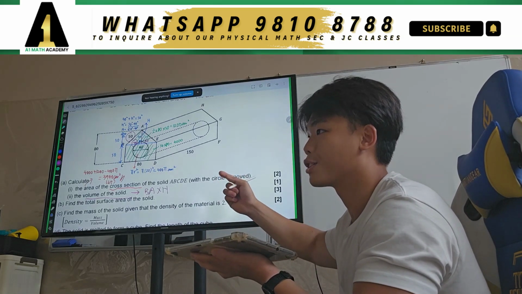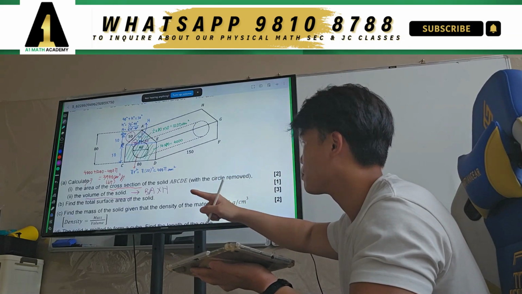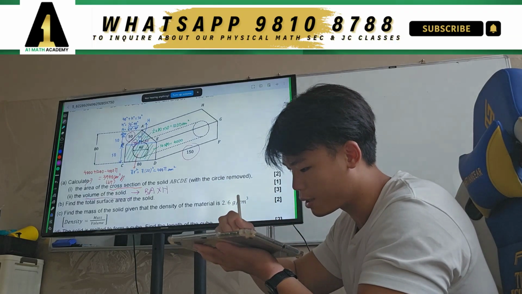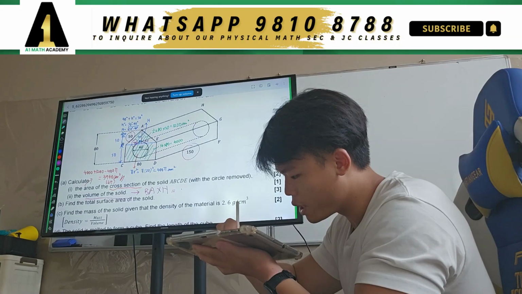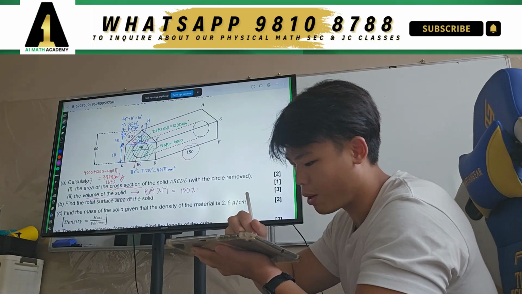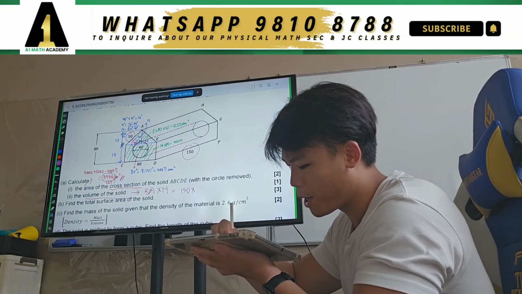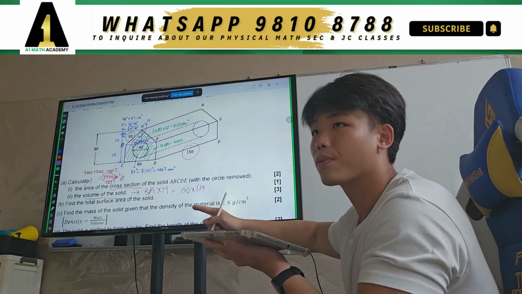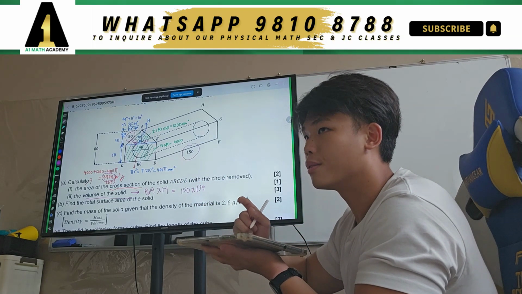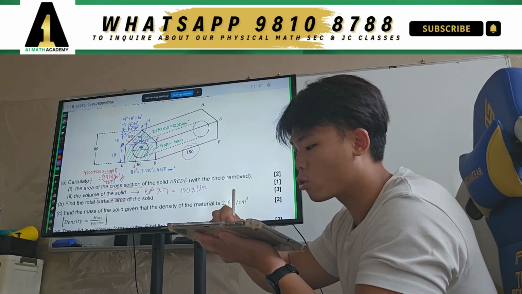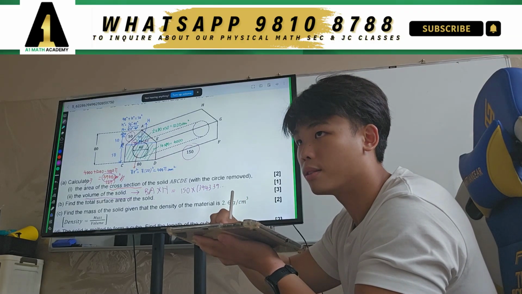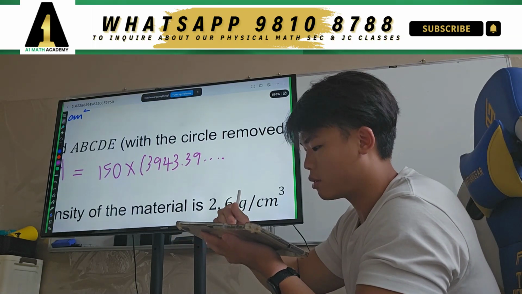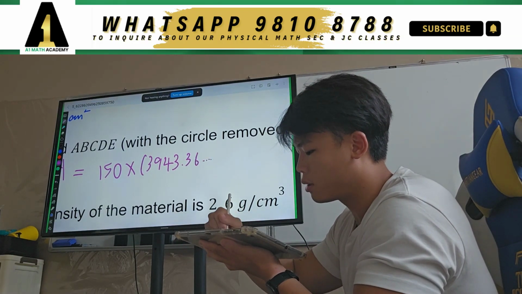Because it has uniform cross section, you just take the base area multiplied by the height, which is 150. So this is just your 150 multiplied by whatever answer this is. So multiplied by the 39. What's the decimal for this? 391. 43.39 dot dot dot, is it? 36 dot dot dot cm cube.